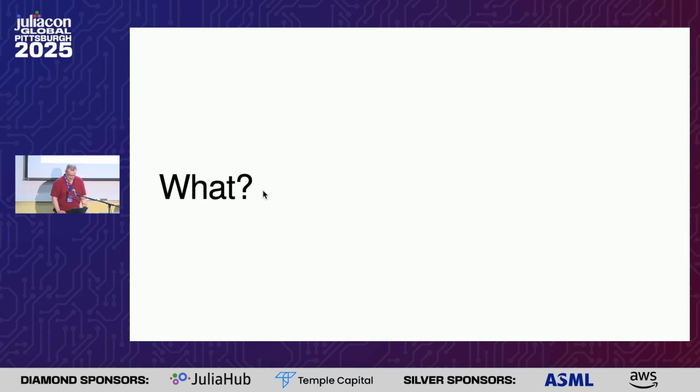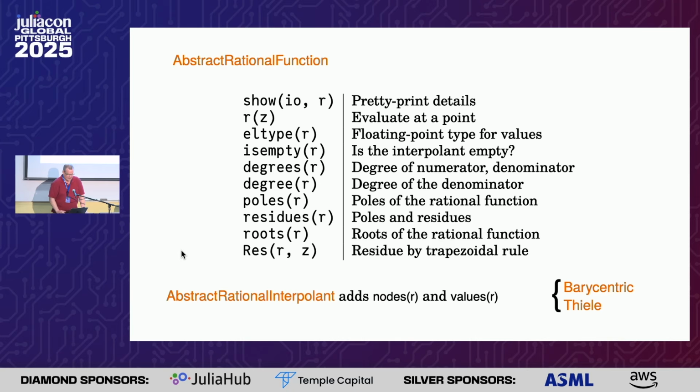Okay, so what does the package actually offer? It's actually pretty small. The centerpiece is the notion of an abstract rational function, which has a bunch of definitions that are mostly just stubs to be implemented as an interface, essentially, of things that a rational function ought to be able to do or tell you. And then subtyped off of that is an abstract rational interpolant, which adds on the idea of having nodes and values at the nodes. So then there are types for barycentric form and for the Thiele form that are subtyped off of there. So they're concrete implementations of these methods.